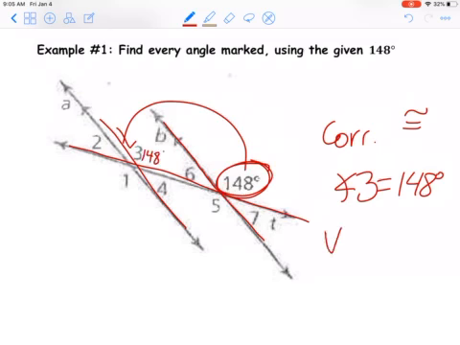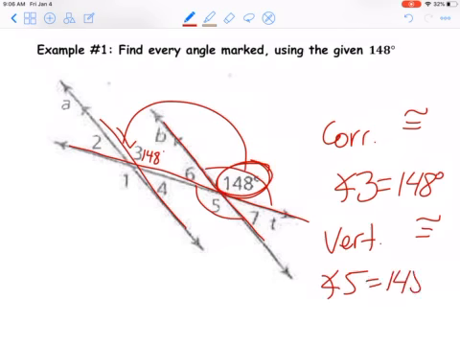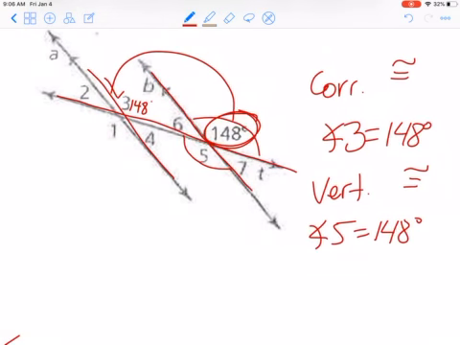I also know vertical angles are congruent. So 148 is vertical angles with 5. So I know angle 5 is the same measure. And from the angle 3, I also know angle 1 is the exact same as angle 3. I've already got 3 angles done, or 4. The other 4, let's take a look.